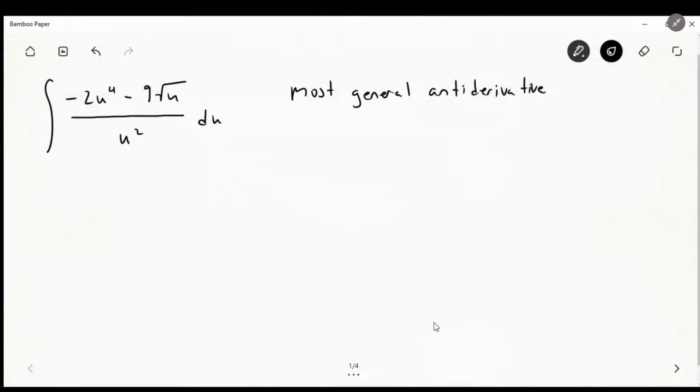So we're given f of u, and we're asked to give the most general antiderivative. Well, the antiderivative of f of u is just the indefinite integral of f of u, which equals some function F plus some constant. So this is what we're going to solve for here.